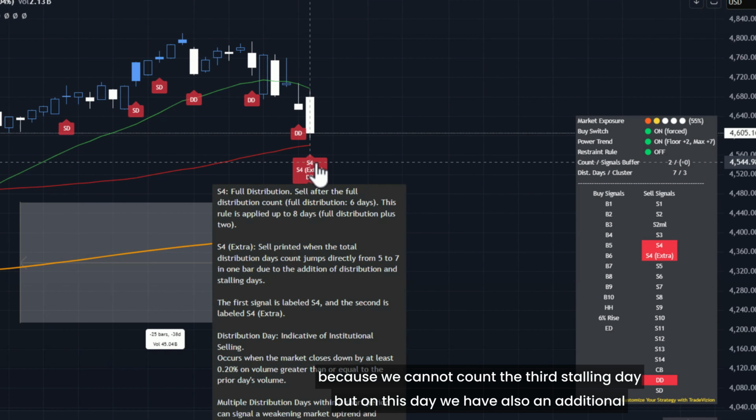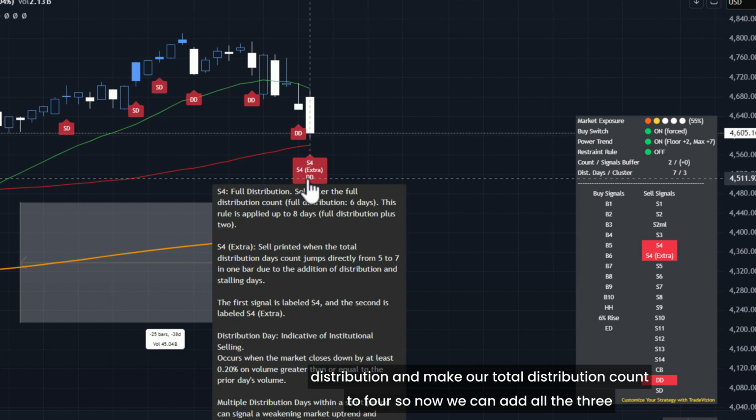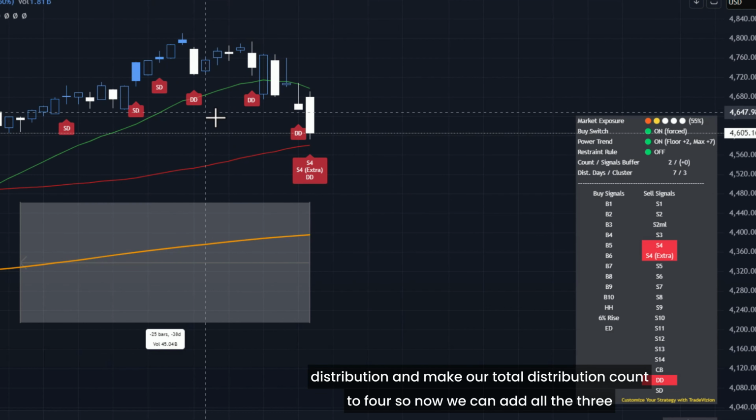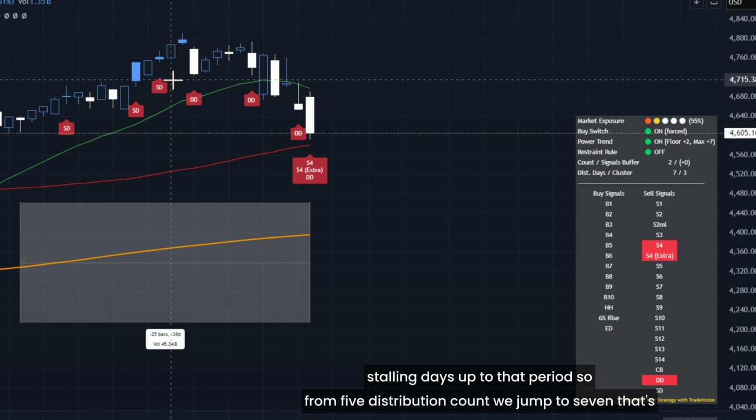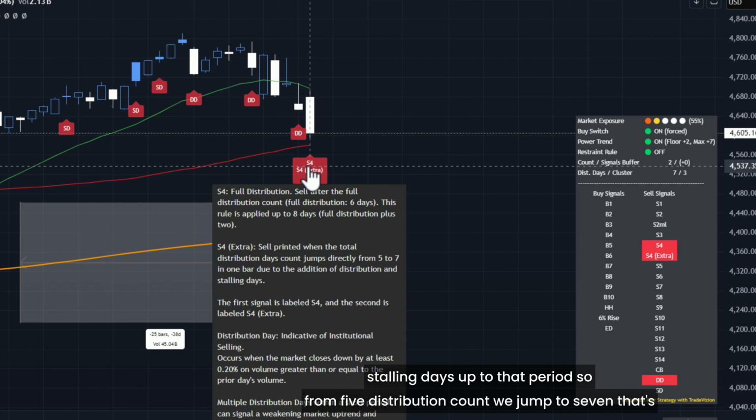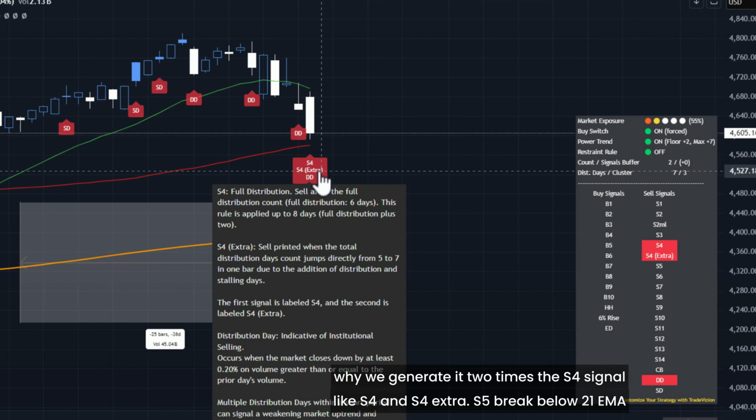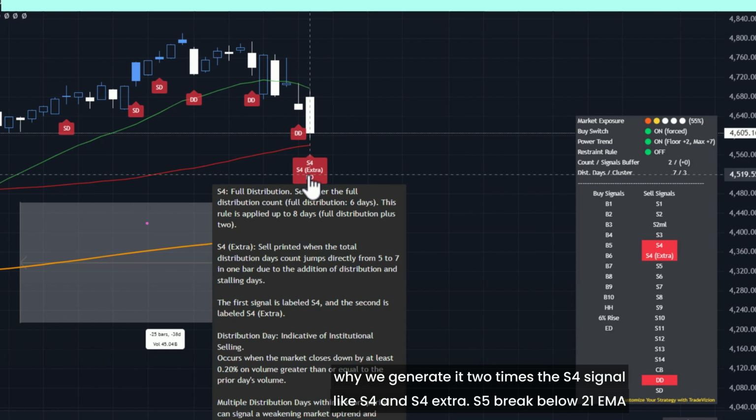But on this day, we have also an additional distribution, which makes our total distribution count 4. So now we can add all 3 stalling days up to that period. So from a count of 5 distribution days, we jump to 7. That's why we generated the S4 signal 2 times, like S4 and S4 extra.